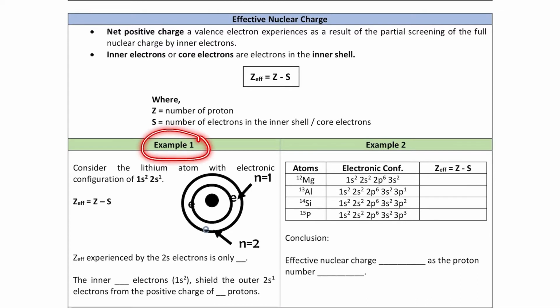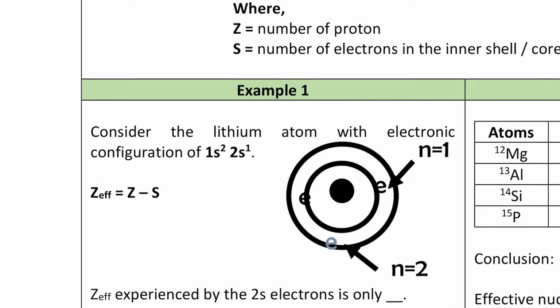Okay, let us look at example 1 so that I can teach you how to use this formula. Consider the lithium atom. So this is lithium with electronic configuration 1s2 2s1. Dia dah bagi kita electronic configuration. So dia kata suruh calculate Zeff. Nak calculate Zeff, formula tadi Z tolak S kan? So effective nuclear charge for lithium, proton number for lithium is 3. You can refer to the periodic table ataupun list kita tu. And then minus number of electrons in the inner shell.